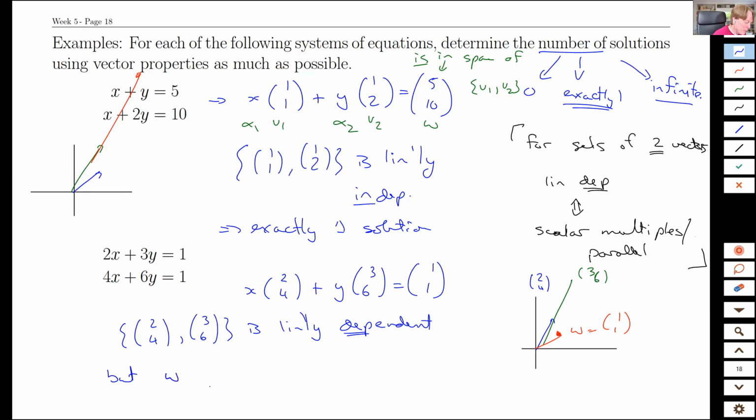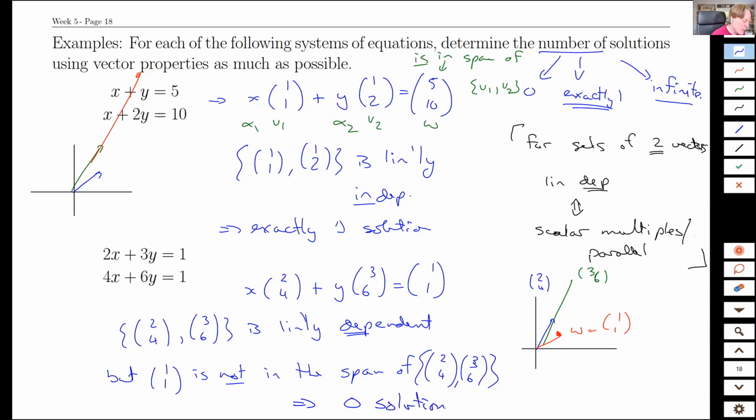But W is not, sorry, let's make it clear. 1, 1 is not in the span of 2, 4 and 3, 6 combined. No matter how I play with those two vectors with linear combinations, there's no way to get to W. There's no way to get to that 1, 1 point. And so there's no solution. How many of these vectors does it take to make a W? Well, there's no way you can make a W out of them, so there's no solution.